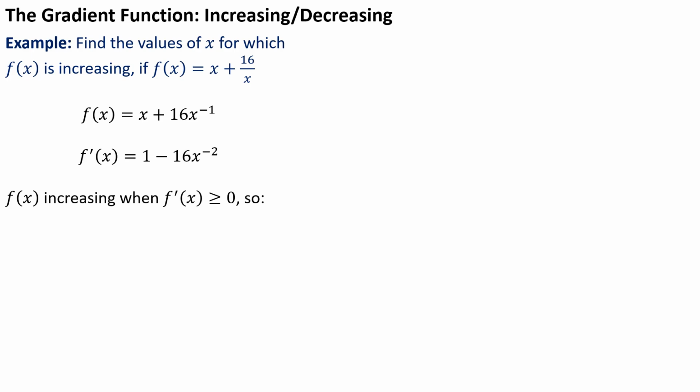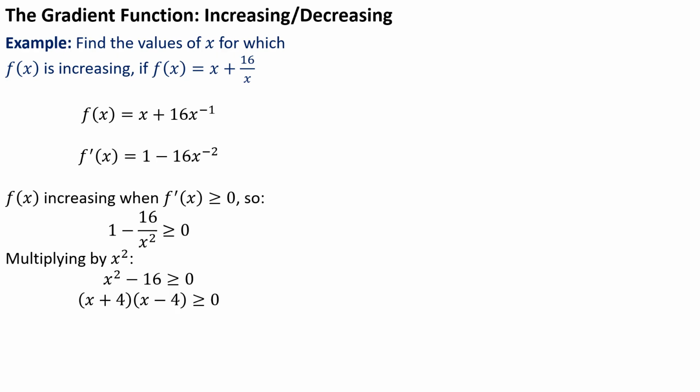Remember, it's a broader definition for increasing, so in general we're thinking positive gradient, but the edge case needs to include 0 gradient. So we're trying to solve this equation. You'll notice I've gone right back to reciprocal form instead of index form because now I'm trying to solve an equation. The first thing I'm going to do here is multiply both sides by x squared. That gives x squared minus 16 is greater than or equal to 0.